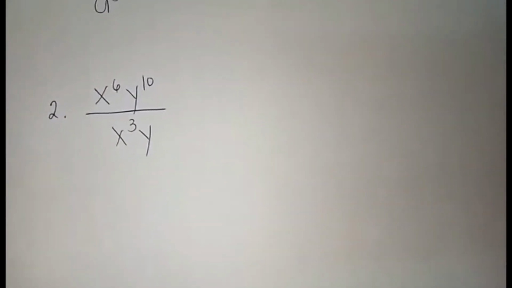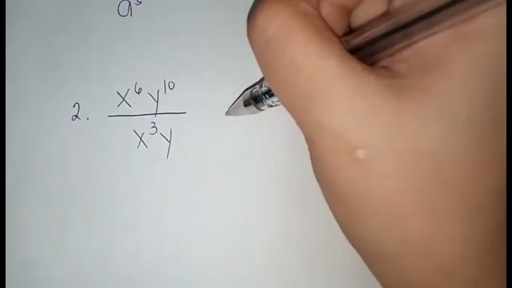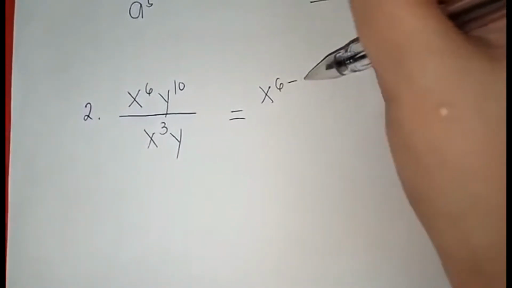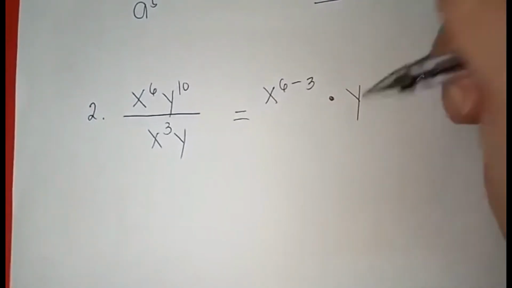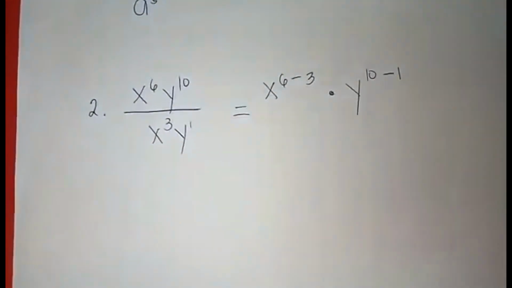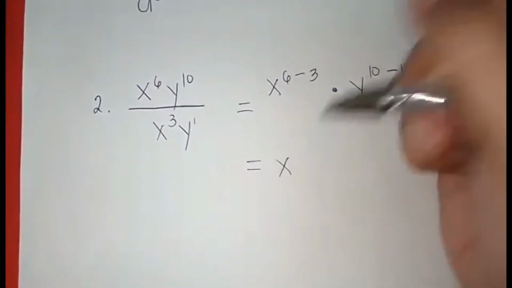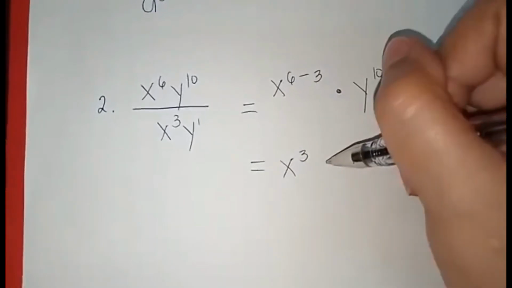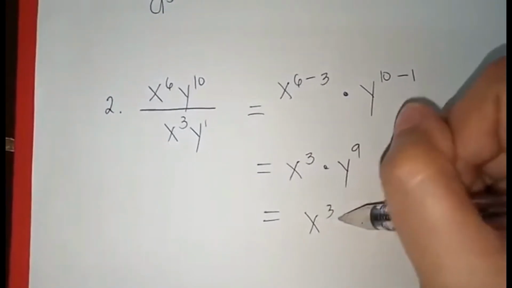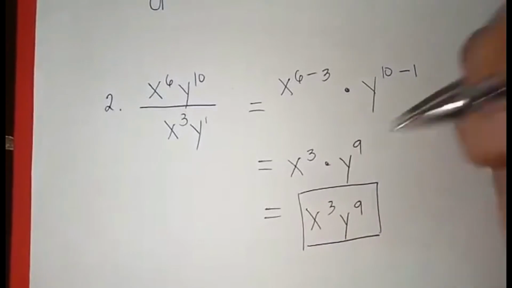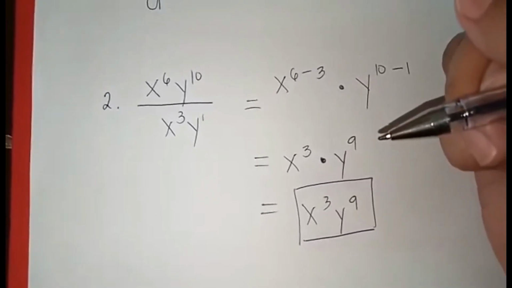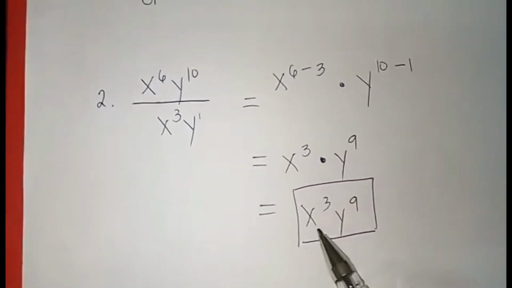Next, x raised to 6, y raised to 10 all over x cubed y. So, there are two variables. Let's start with variable x. So, we have x raised to 6 minus 3 and then multiply by y raised to 10 minus 1. Because there is an automatic imaginary 1 here. Okay? Then, x raised to 6 minus 3 is 3, times y raised to 10 minus 1 is 9. Then, for the final answer, we have x cubed y raised to 9. Let's remove the dot that signifies multiplication. For the final answer, just like this: x cubed y raised to 9.